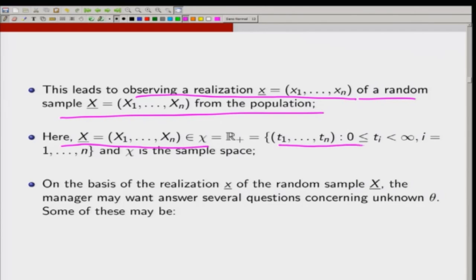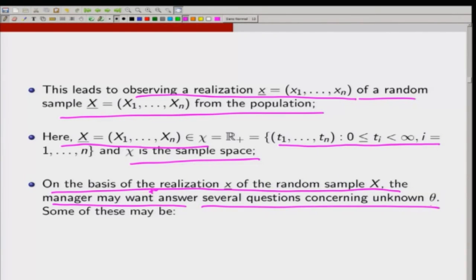My sample space in this case would be, because it is a lifetime, the collection of all those t1, t2, tn such that ti is greater than or equal to 0 and less than infinity. So, this chi is the sample space. Now, on the basis of realization x of the random sample X, the manager may want to answer several questions concerning the unknown theta.